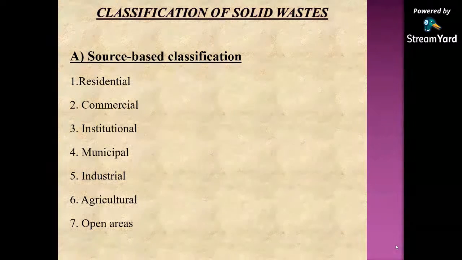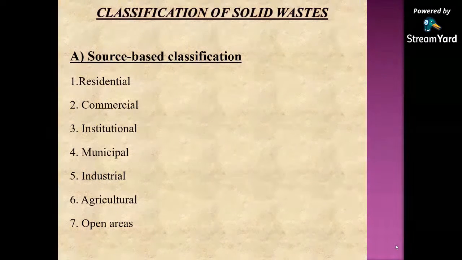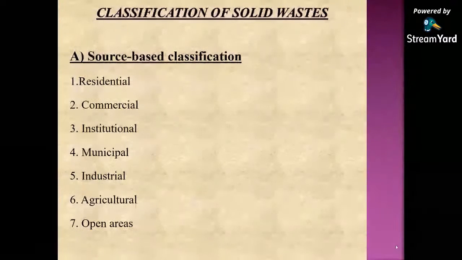Second is commercial based classification. This refers to waste consisting of leftover food, glasses, metals, ashes, etc., which are generated from stores, restaurants, markets, hotels, motels, auto repair shops, some medical facilities, etc. And these are generated from various municipal activities like construction and demolition, street cleaning, landscaping, etc. These are the examples of commercial waste.